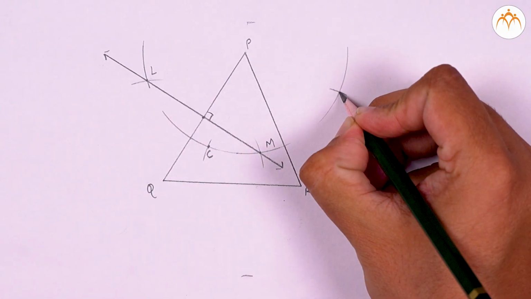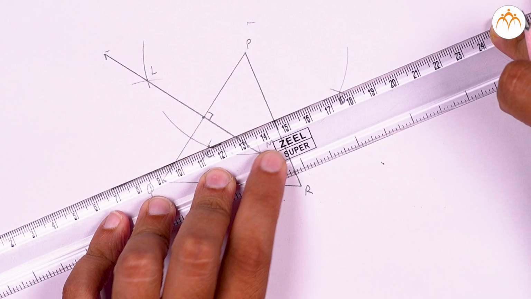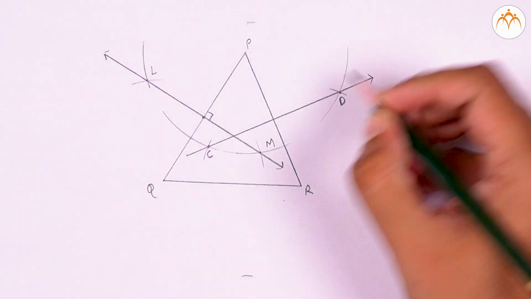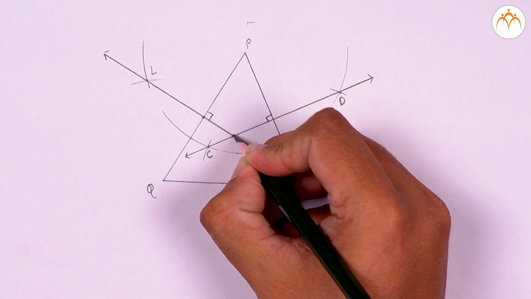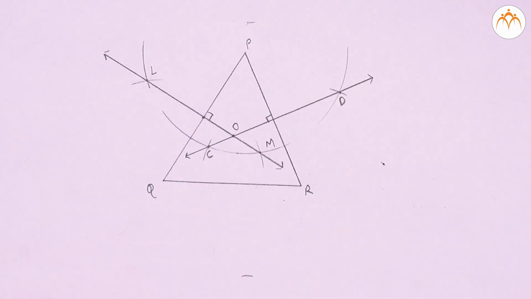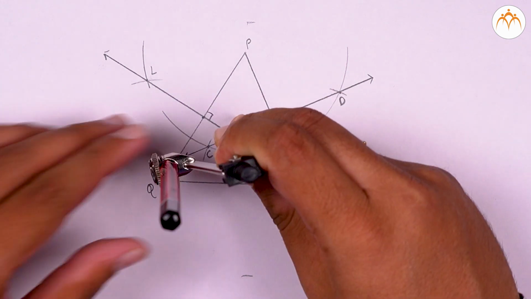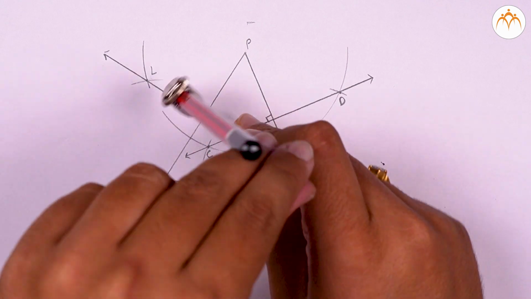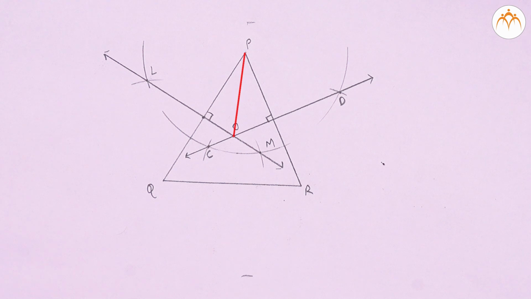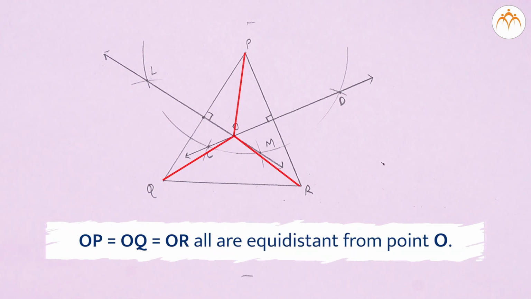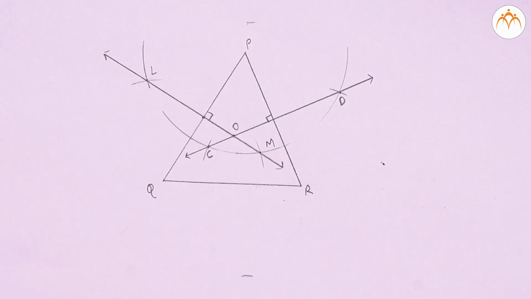Let's name these points as C and D and join them. The two perpendicular bisectors intersect at a point O, the circumcenter. Measure the distance from O to P, Q and R using a compass. What do you observe? OP is equal to OQ is equal to OR. All are equidistant from point O. OP, OQ and OR are radii of a circle.